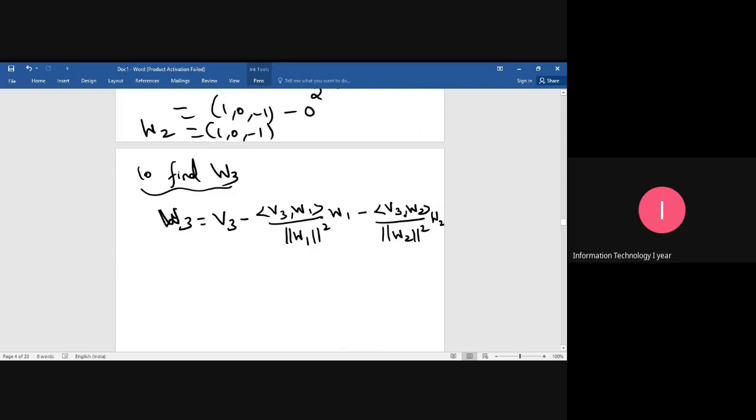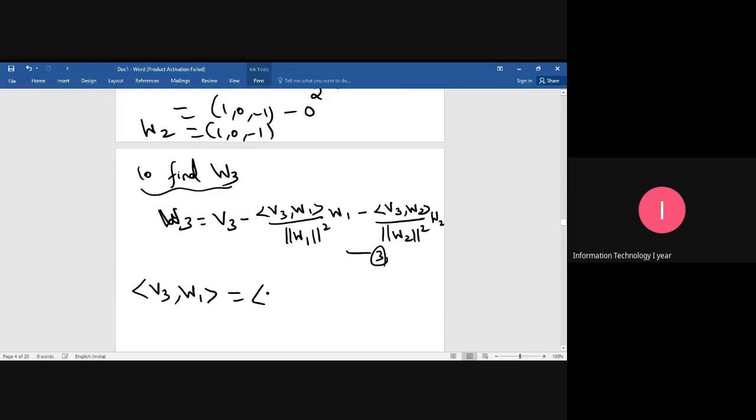Then find out the inner product of V3 comma W2. Also find out norm W2 square. Okay, these three values we need now: inner product of V3 comma W1, inner product of V3 comma W2, and norm W2 square. So check it. This is equation 3. Find out the inner product of V3 comma W1.